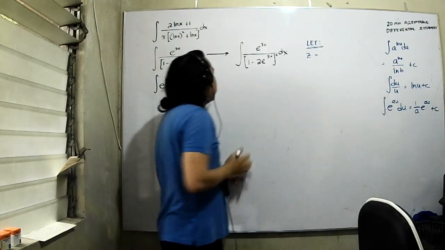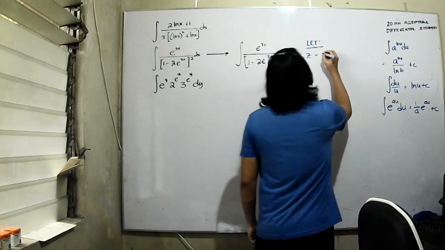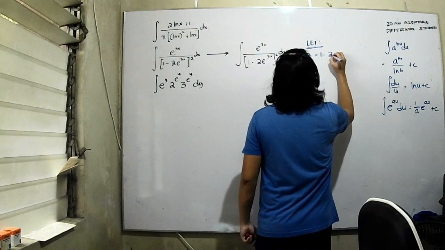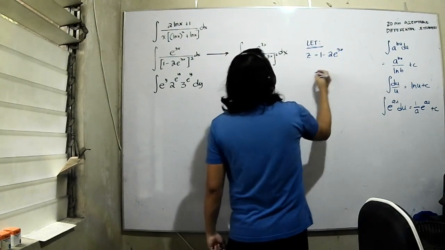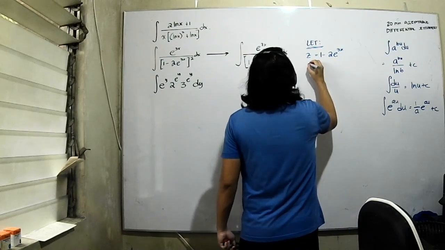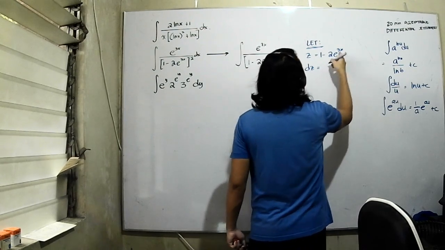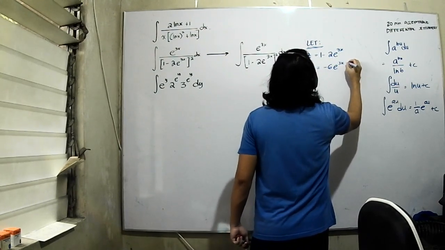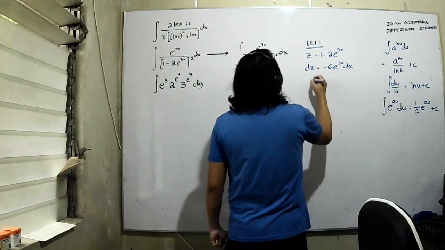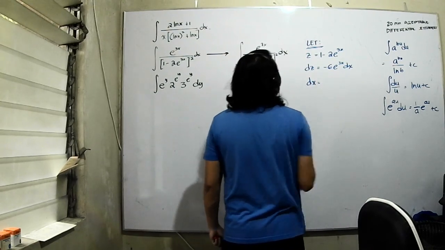For me, that is 1 minus 2 e to the power of 3x. If I differentiate this, dz is equal to negative 6 e to the power of 3x dx. Okay? I rearrange these terms and I will find that dx is equal to what?